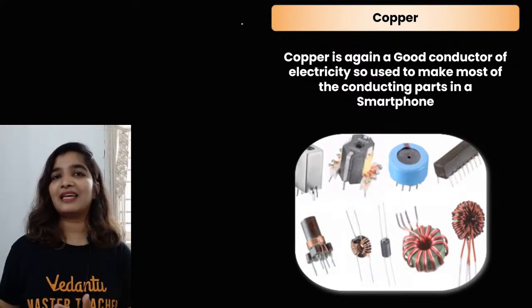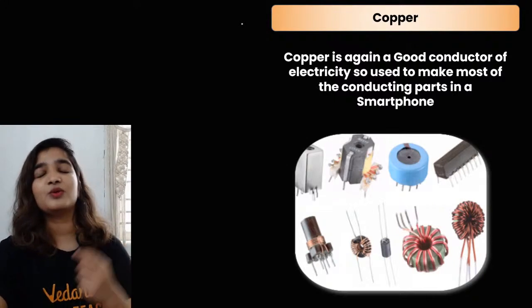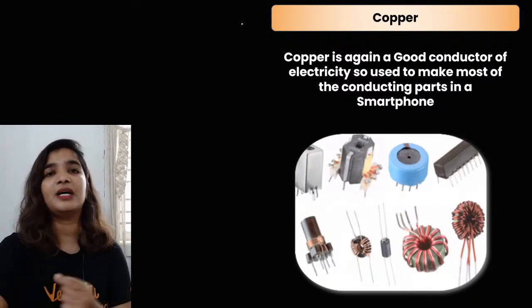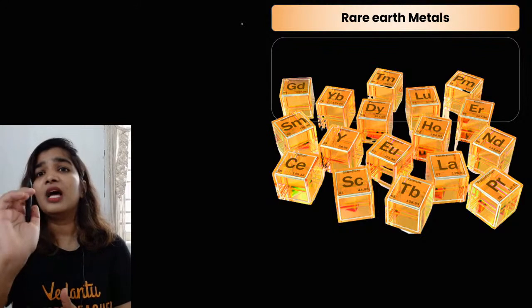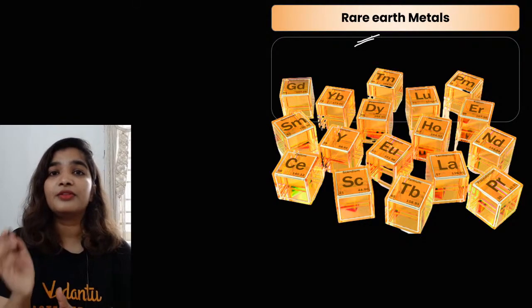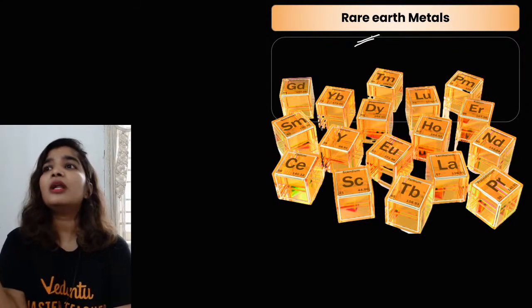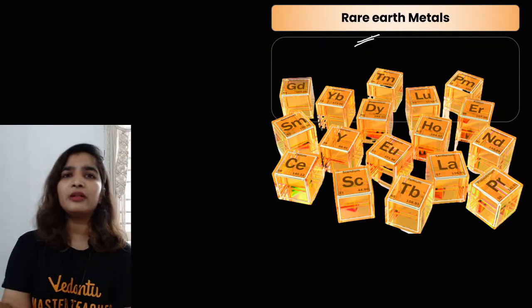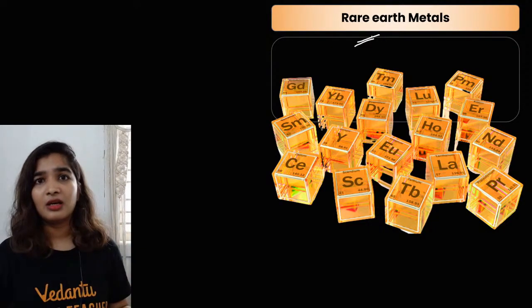Copper is again a very good conductor of electricity, so it is used to make most of the conducting parts in a smartphone. Now let's talk about rare earth metals. It's definitely not like you go to a shop and get those metals and then use them.